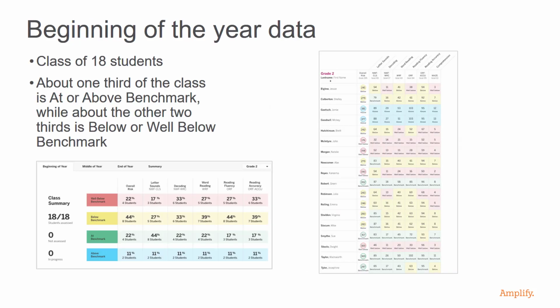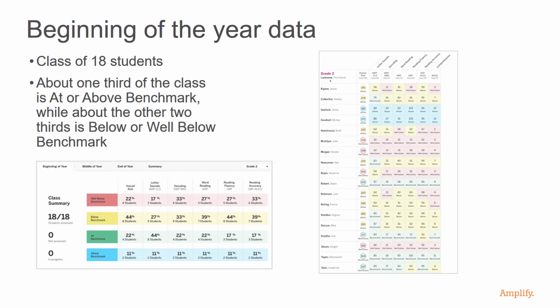Let's see what these benchmark goals look like in a real-life classroom. Ms. Jacobs can open her class summary report. Notice it's divided into 2 portions. The portion on the left is more holistic and shows Ms. Jacobs how her class is doing as a whole. The portion on the right allows Ms. Jacobs to see individual students' scores and their individual needs.